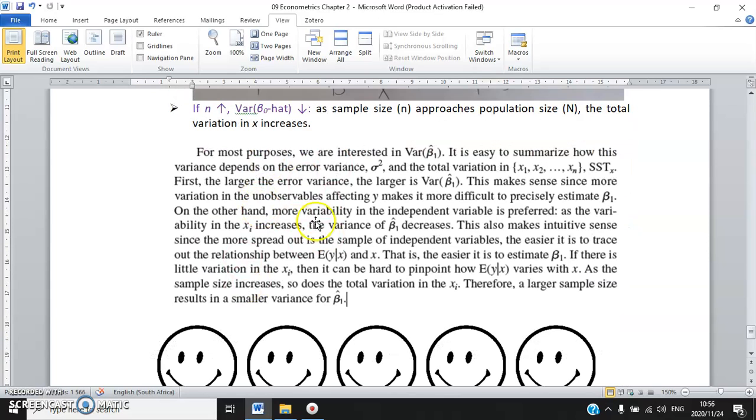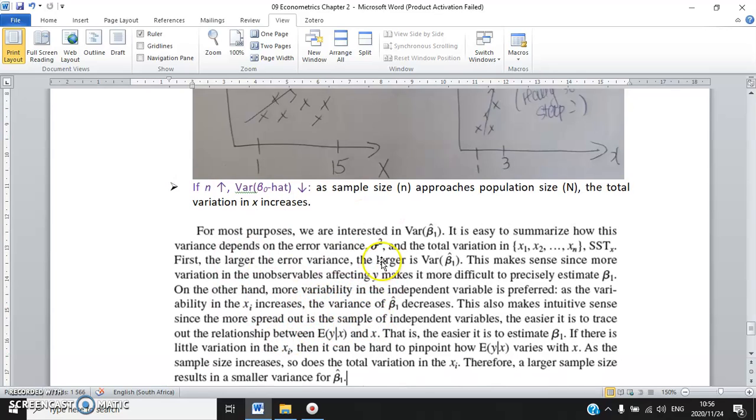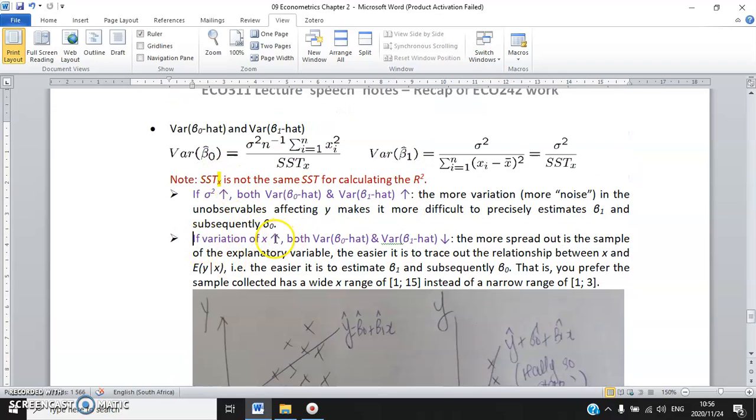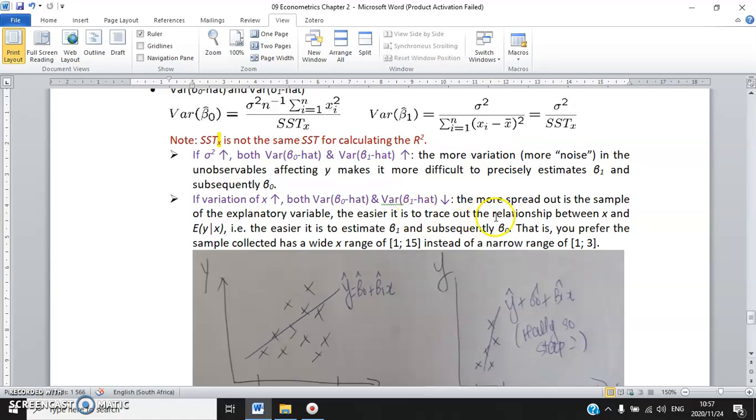By the way, you will see the more official explanation from this paragraph. I just did some screen capture from chapter 2, but here's the more simplified explanation. If the variance of x increases, both the variance of B0 hat and variance of B1 hat would decrease. Then it is good news. The explanation is the more spread out the sample of the x, or the explanatory variable, the easier it is to trace out the relationship between x and y, or expected value of y. That is, it is much easier to estimate B1 and subsequently B0.